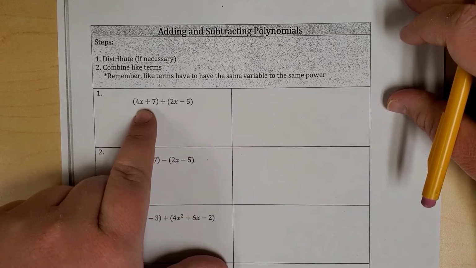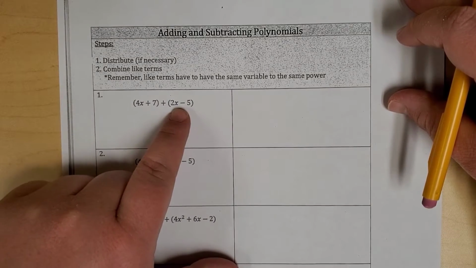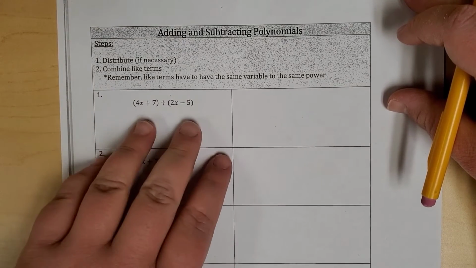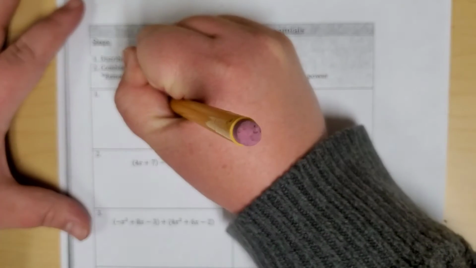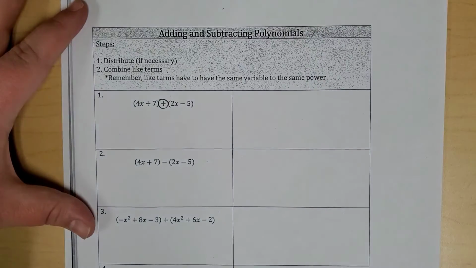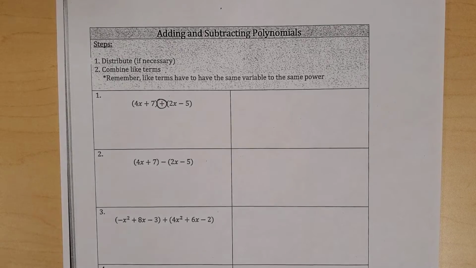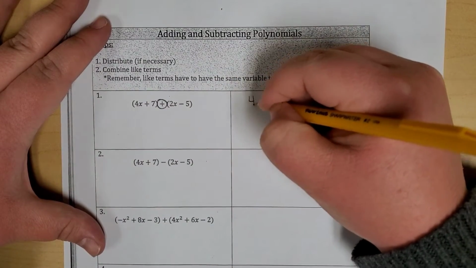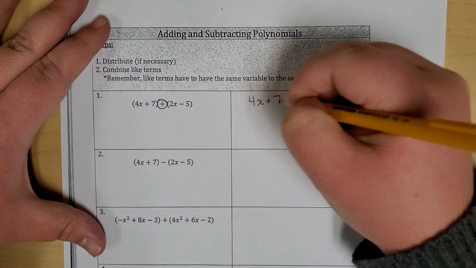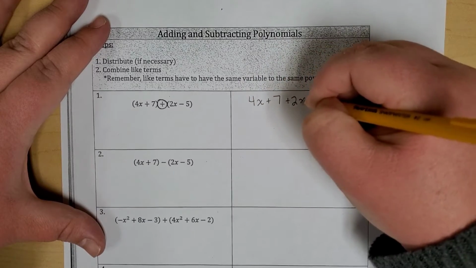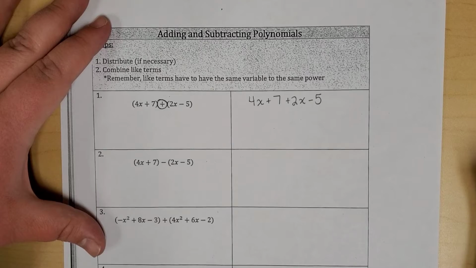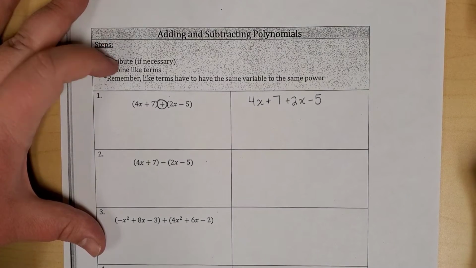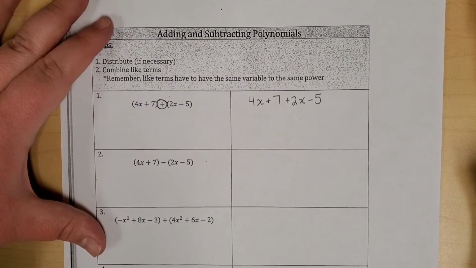I have 4x plus 7 in parentheses plus 2x minus 5. So when I'm looking at these, the first thing I want to do is pay attention to the sign in the middle. It's an addition sign, so that means I'm going to leave it exactly the way it is. So I can drop the parentheses. So 4x plus 7 plus 2x minus 5. The signs are going to stay exactly the same. So there's no distributing, so step number 1 we skipped. And then what I need to do is combine like terms.